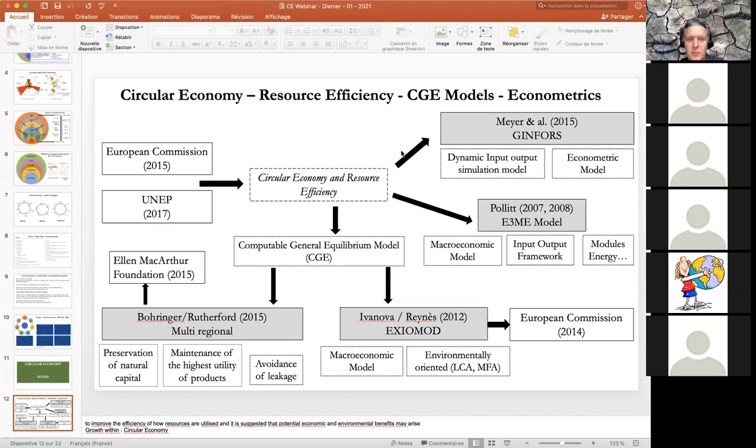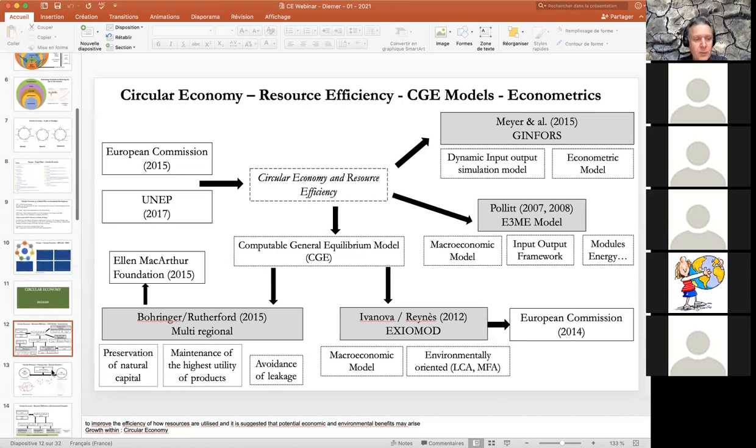So I call this part resource efficiency, CGE models, econometrics, because I should say 90% of the circular economy models talk about this at the global and macro levels. So it's very hard to get away from this. Very hard, because Europe uses these models, and many people today try to develop this aspect. So we have to go somewhere else.